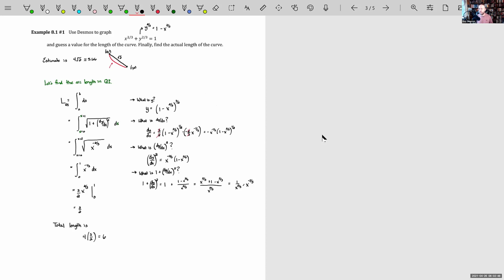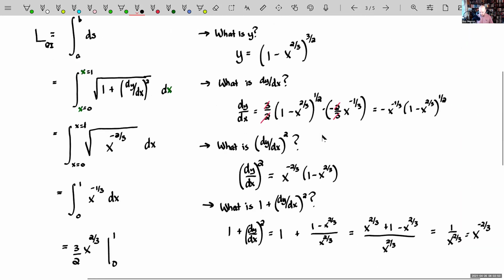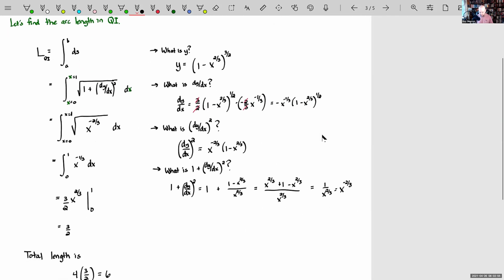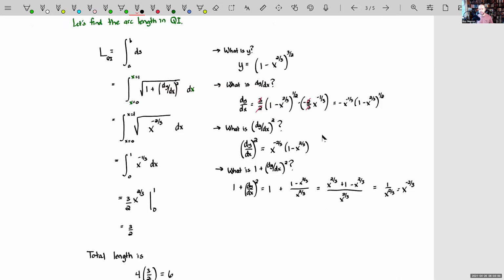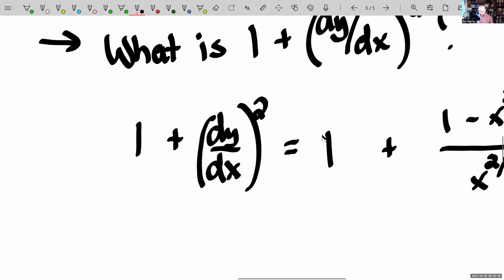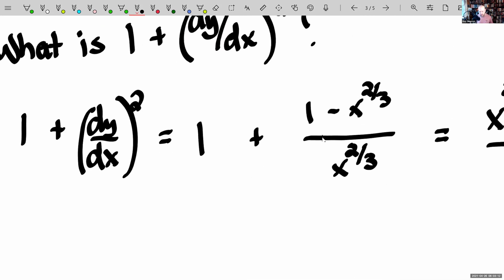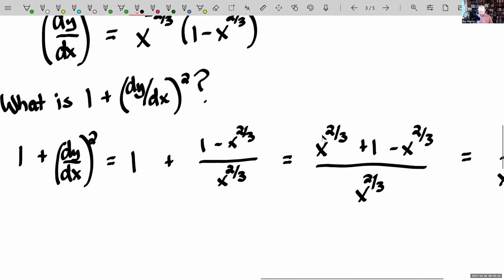How did I factor x to 2/3? Do you mean how did I take the square root? I'm not 100% sure what you mean by how did I factor. Oh, so this piece right here. So are you okay with this 1 plus (dy/dx) squared being 1 plus the 1 minus x to 2/3 over x to 2/3? Does that make sense? Okay, perfect. Then it must be this step right here, I'm guessing.